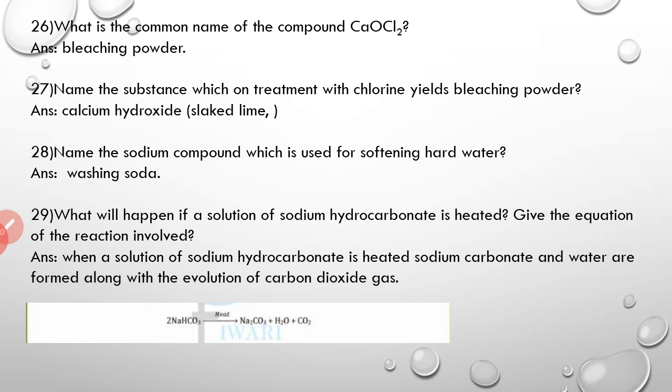So the first one, what is the common name of the compound CaOCl2? So which is this compound? Calcium oxychloride. So what is the common name of calcium oxychloride? It is bleaching powder.